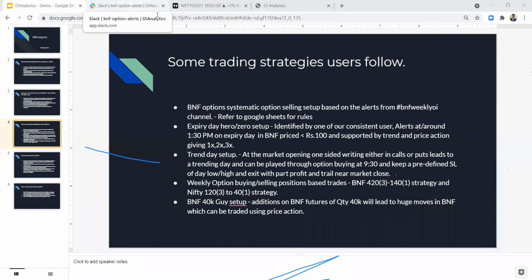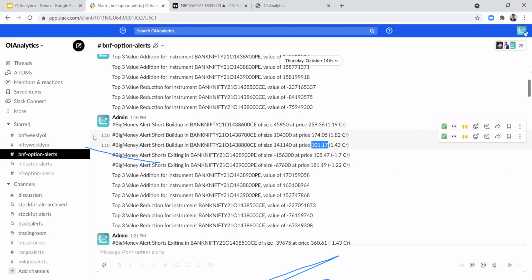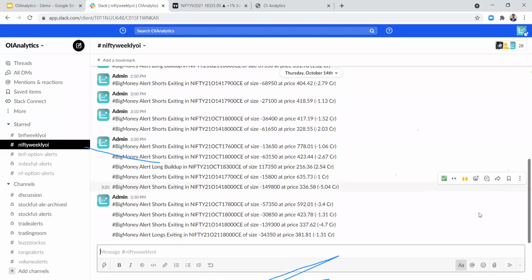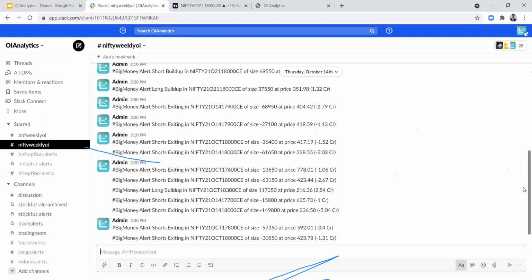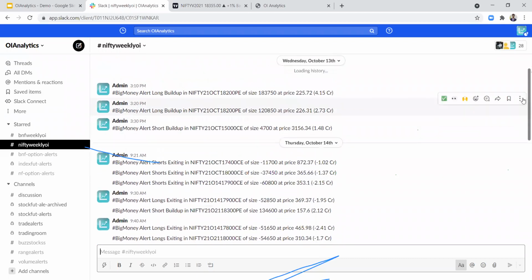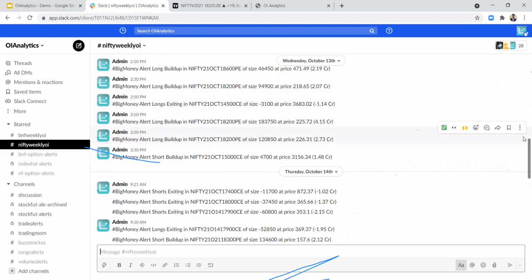Maybe examples might give you some clarity for any of the questions that you have. So I'll take some examples from this week. One example I would take is from the 18500 put. I'll just share with you.